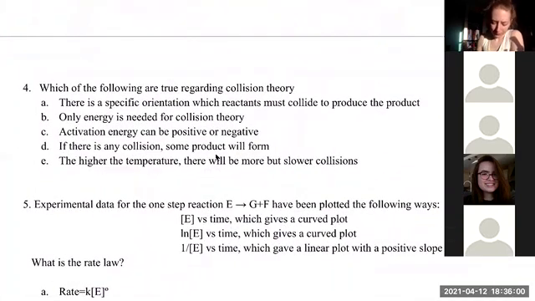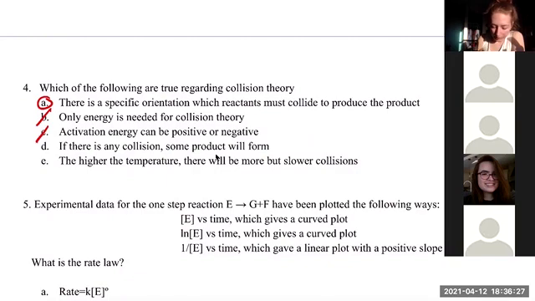Number 4, it's asking about collision theory. For A, it's saying there is a specific orientation in which reactants must collide, and that is true, right? Orientation is very important. The next one is saying only energy is needed for collision theory. That's not true, right? We just stated that orientation is also important. C is saying that activation energy can be positive or negative, and that doesn't really make any physical sense. It can only be positive.